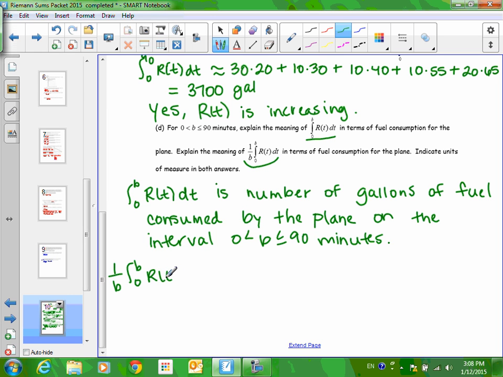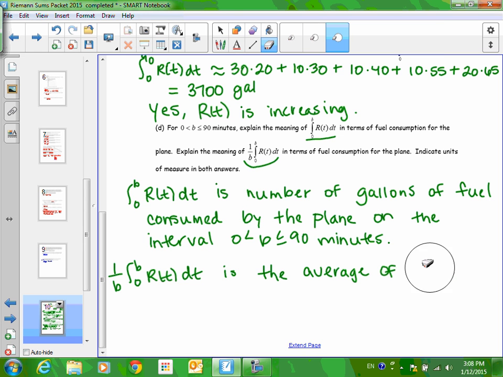And I had you guys write this on your papers, remember? It was just to kind of get you used to seeing it. They're not going to have it all over b. They like to put this as like 1 over b in front. That is the average. Well, the average of what? The average of whatever r of t is. Right there, this thing. What was in the table. So the average of r of t, it says, is the rate of fuel consumption.